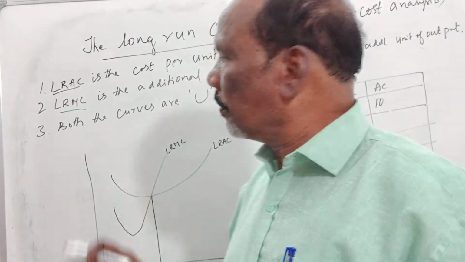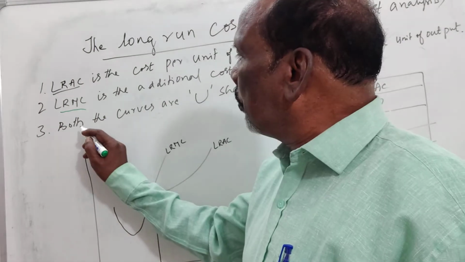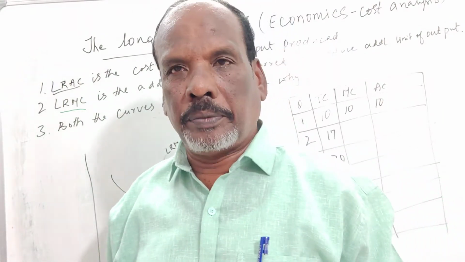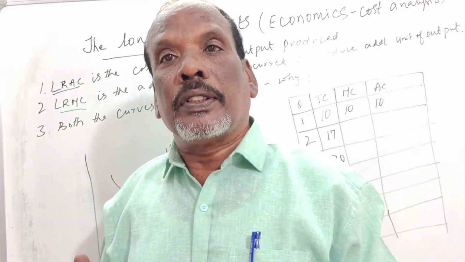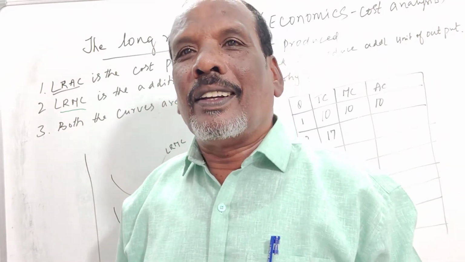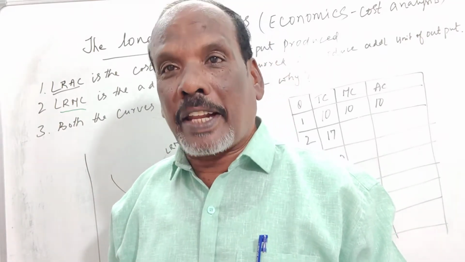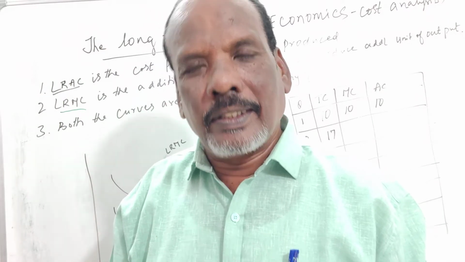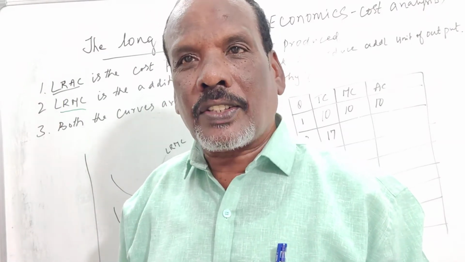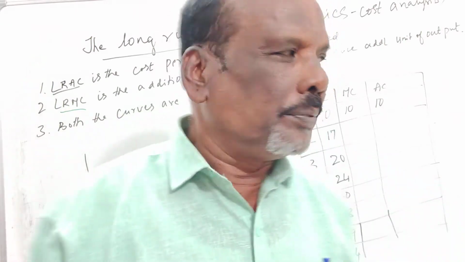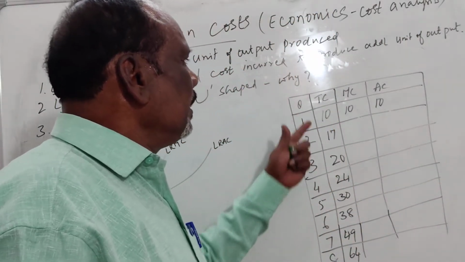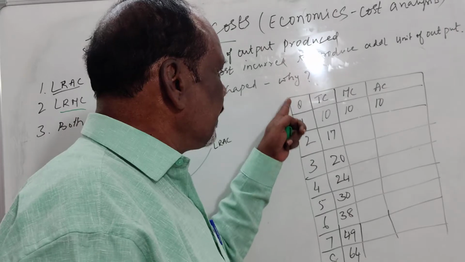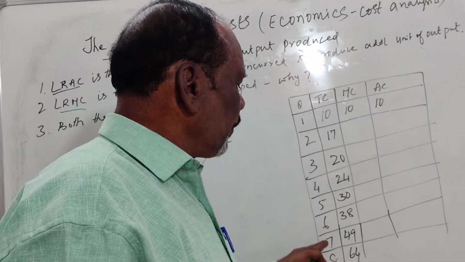And let's see what the shapes of these curves will be. Both the curves are said to be U-shaped. Why are both the curves U-shaped? Before going to the reason for this, let's have an imaginary table with which we can understand the terms long run average cost and long run marginal cost. Here is a table, and this table has 4 columns. One is the quantity of output produced: 1, 2, 3, 4, 5, 6, 7, 8.